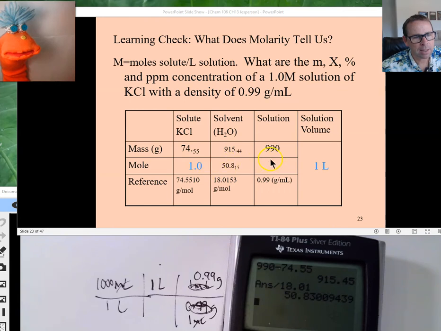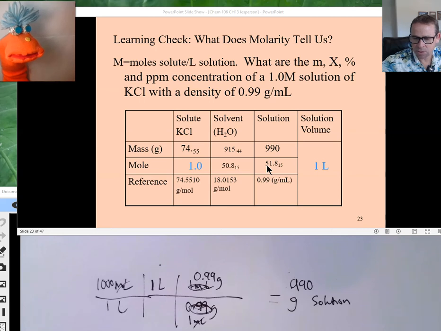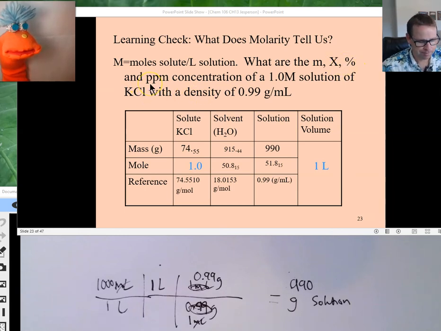And then I can tell you moles of solution, which is simply the combination of these two, 50.815, plus the 1 mole of my KCl. So this is the resulting total moles that I have. Now, having all these things allows us to identify molality, mole fraction, mass percent, and parts per million.